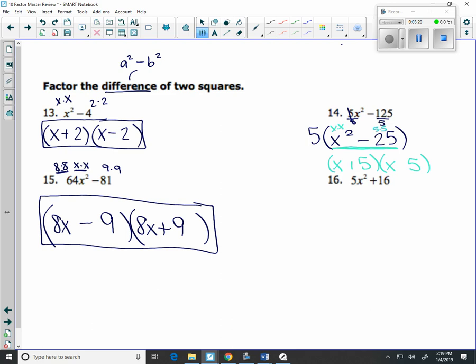X times x, and 25 is 5 times 5. So really the hard part with difference of squares is recognizing it. Once you have it recognized, then you just need to do a little bit of math on your calculator. 16 is not a difference of squares because it's not a difference at all. If a problem is not factorable, we call it prime.